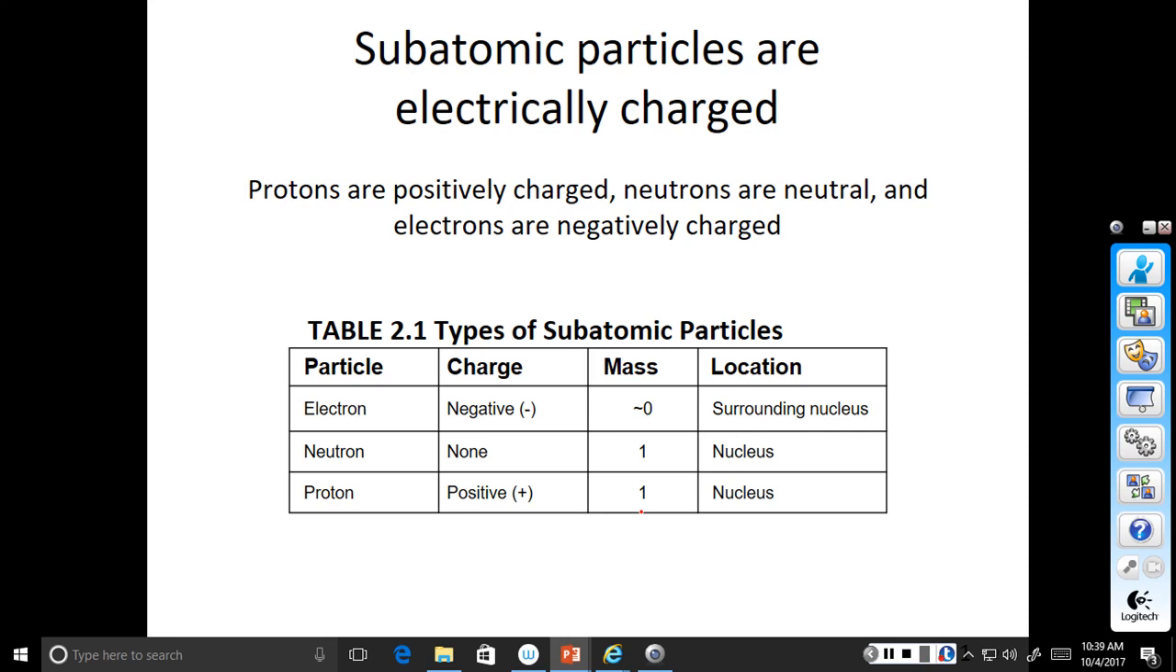Now, these subatomic particles have charges, or at least two of them do. So the electron has a negative charge. The proton has a positive charge. And the neutron is called the neutron because it's neutral. It has no charge. The mass of a proton and a neutron is roughly equal. They have a mass of 1, and it is 1 AMU.